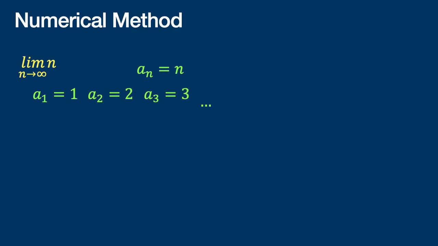So now we're going to find the limit of a sequence in a different way. The first method is the numerical method. I want to find the limit of n. So a_n, the general term, is n: a1 is 1, a2 is 2, a3 is 3. We try a100, which is 100. a1000 is 1000. What kind of pattern do you see? This sequence is increasing as n is increasing. So we say the limit of a_n is infinity.